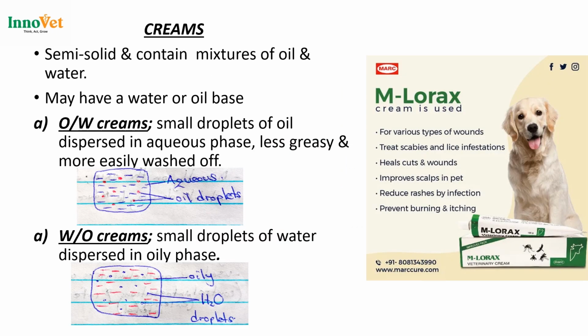When we talk of the creams, these are semi-solid preparations and they contain mixtures of oil and water. So they can have a water or oil base, and this will give us two types of creams. A is the oil in water creams, that is the O/W. So these ones, they have small droplets of oil that are dispersed in aqueous phase.